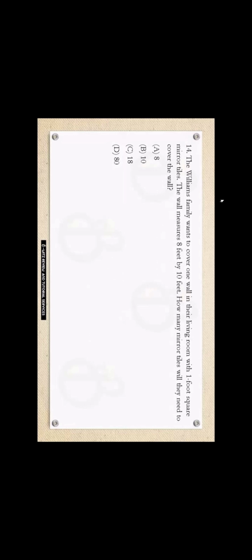Now, question number 14. The Williams family wants to cover one wall in their living room with 1 foot square mirror tiles. The wall measures 8 feet by 10 feet. How many mirror tiles will they need to cover the wall? Okay, again, let's write the given here.